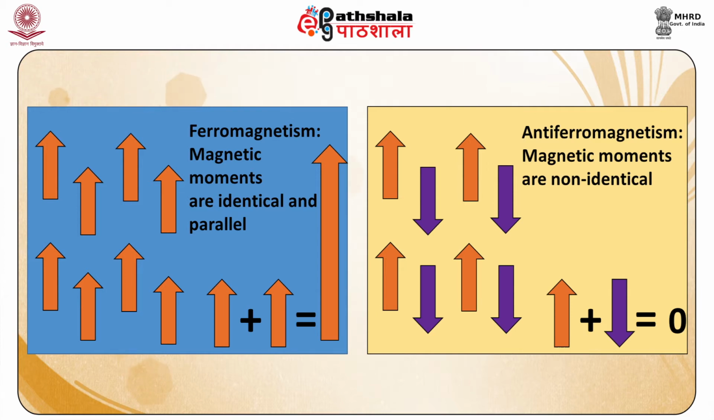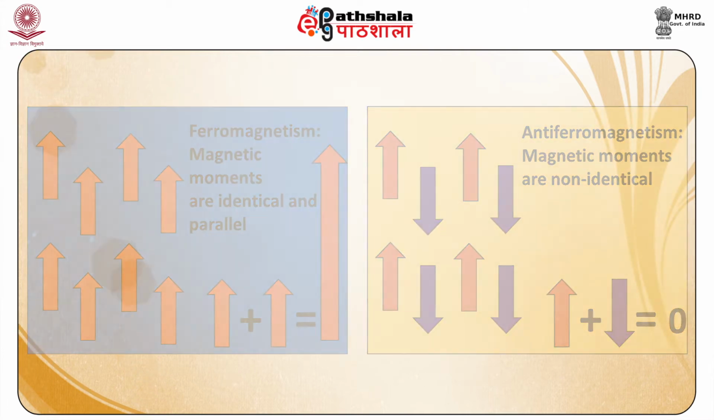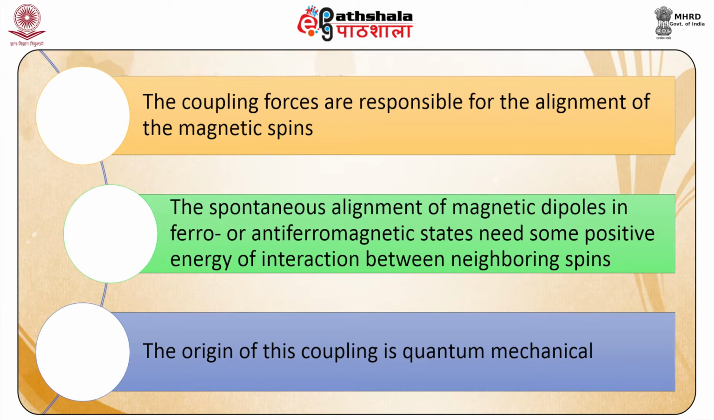parallel. For antiferromagnetic substances, the neighboring spins align antiparallel with one another below a certain critical temperature that is known as the Néel temperature, and below the Néel temperature the material tends to remain spin aligned and has a lower moment than expected. The coupling forces are responsible for the alignment of the magnetic spins. The spontaneous alignment of magnetic dipoles in ferro or antiferromagnetic states needs some positive energy of interaction between neighboring spins. The origin of this coupling is quantum mechanical.